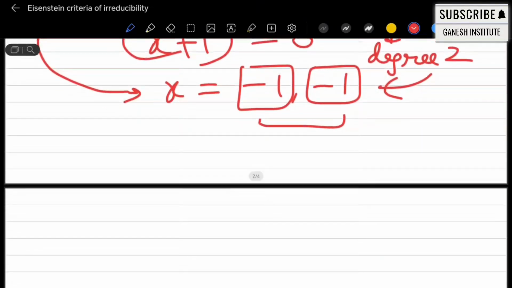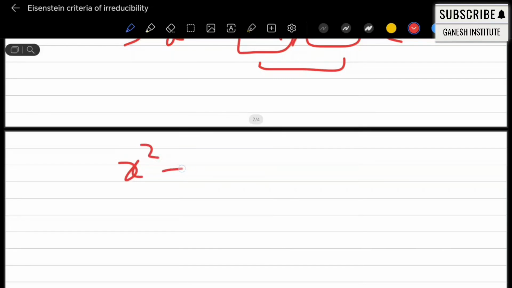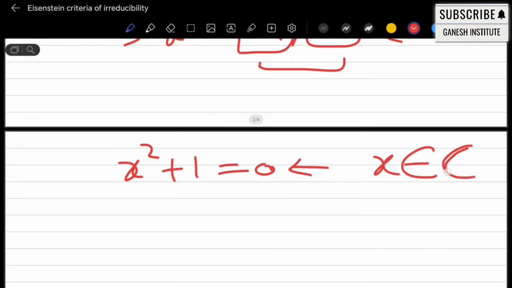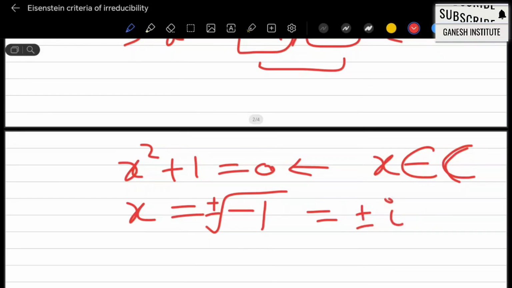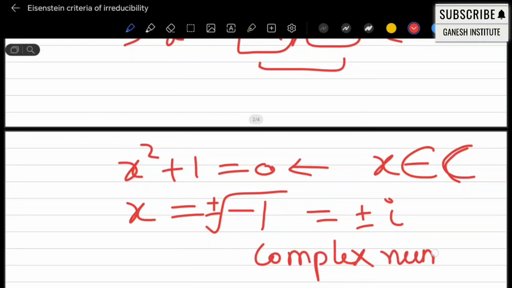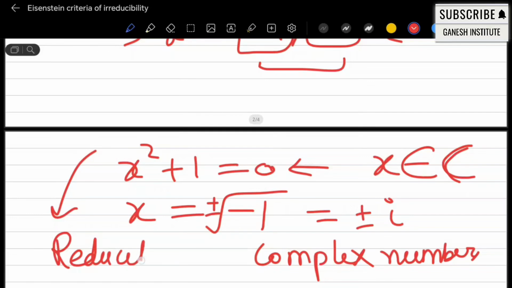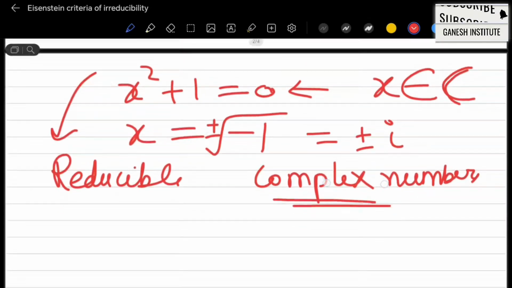Okay, now let's talk about x square plus 1 equals 0. This is the equation where x belongs to the complex field. So you can see x will be the square root of minus 1, and we know that the square root of minus 1 is iota when we talk about complex numbers. So this equation is also reducible. Okay. But for which field? For the field of complex numbers.